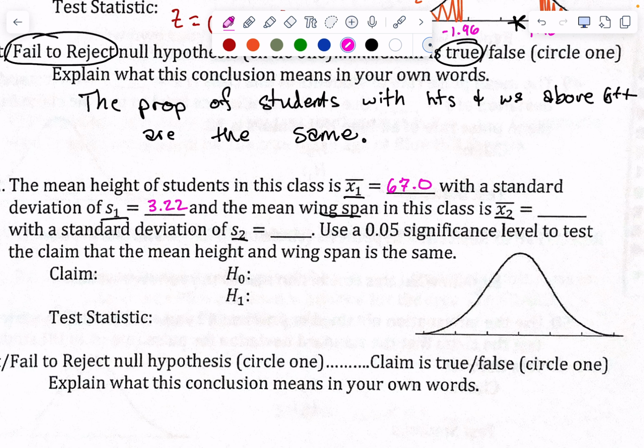Okay, I've got an X bar of 66.7. 66.7. All right. Okay. Do you want my S or my sigma? S. I got an S of 4.43.